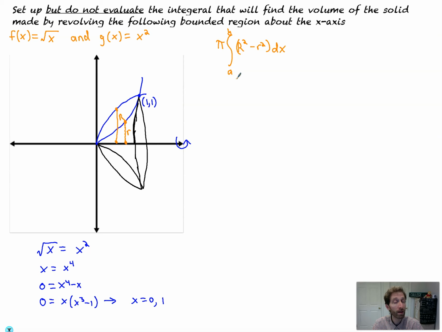Now you only have to set up and not evaluate it. So this is going to be pi times the integral from 0 to 1. What's big R? Let's determine that. Well, big R is going to be equal to that curve minus 0, right? This minus this. No matter where you go, that's the outer curve. So that's root x minus 0. Little r is going to be this curve minus that curve, which is x squared minus 0. And I do the minus 0 just so you can see the process. So big R squared is going to be root x squared minus little r squared, x squared squared.